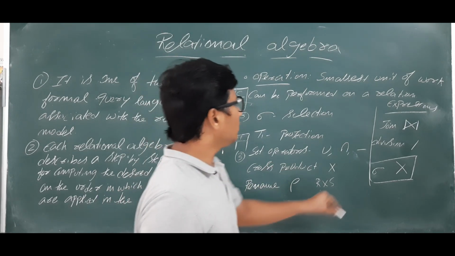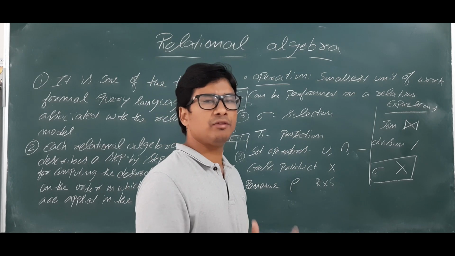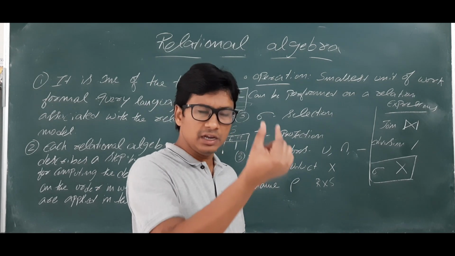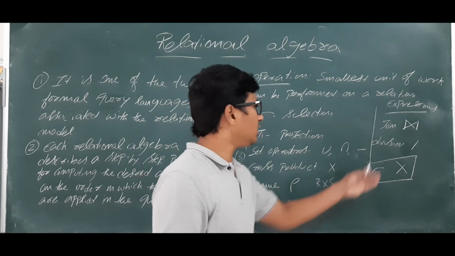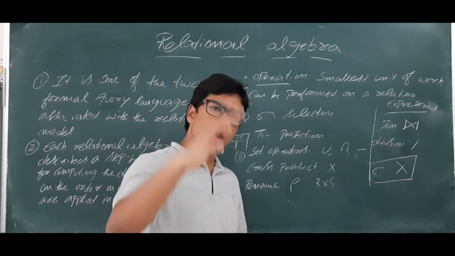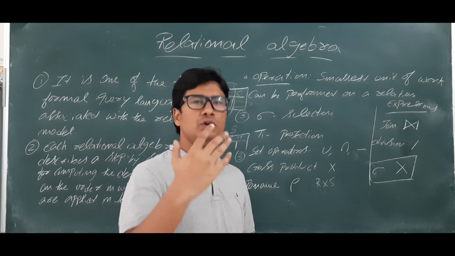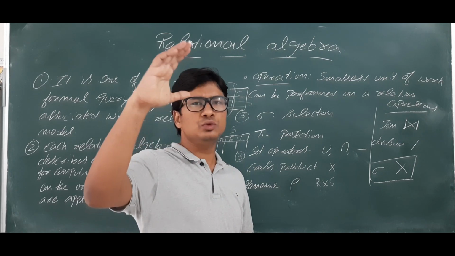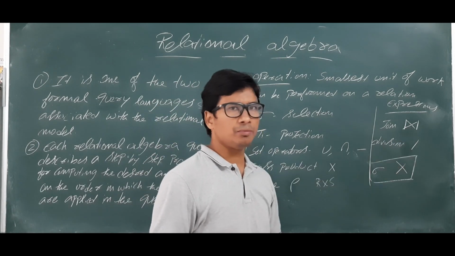And then we have the division operator. Usually the division operator will be useful whenever we want to retrieve information in a query that has a for all. If I want to know the students who passed in all the subjects, suppose in a semester we have 6 subjects, and I want to retrieve the students who passed in all the subjects in the current semester, then I will use the division operator.